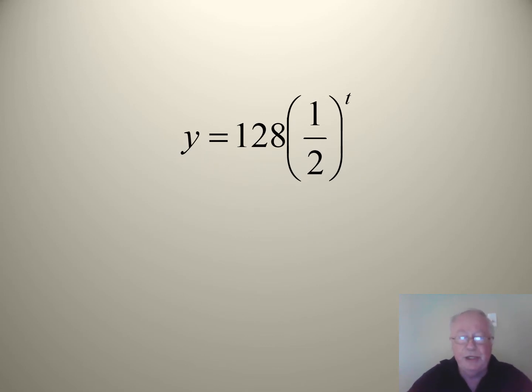Normally in mathematics, we don't use the multiply sign because it looks too much like an X. And mathematicians, they love X's. So what we do is we leave the multiply sign out and we simply write it as 128. There is actually a times, we say times, a half to the power t, simply meaning 128 multiplied by as many halves as we have hours to consider.